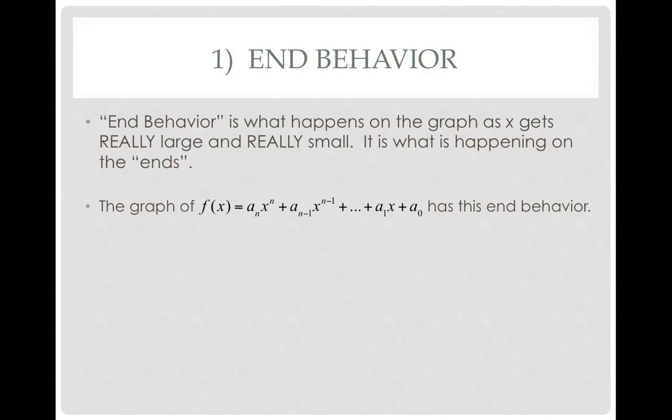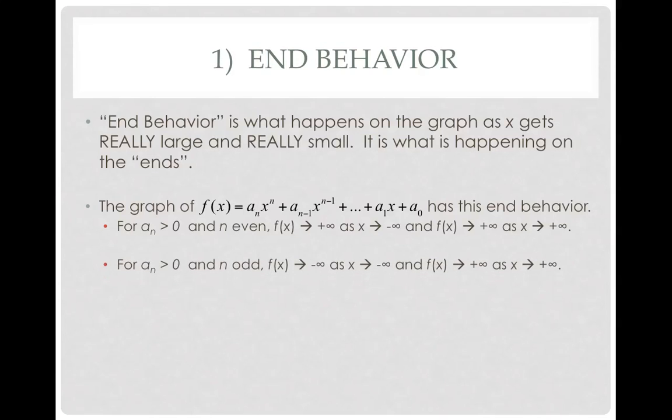So if we have a graph of some polynomial, remember this is just the general form for a polynomial, this is how the end behavior works. If my a sub n is greater than 0 and n is even, then f of x approaches positive infinity as x approaches negative infinity, and f of x approaches positive infinity as x approaches positive infinity. Okay, now for the moment, just get these down, and then we're going to go back and explain what they mean. So this is one possibility of what can happen with end behavior.